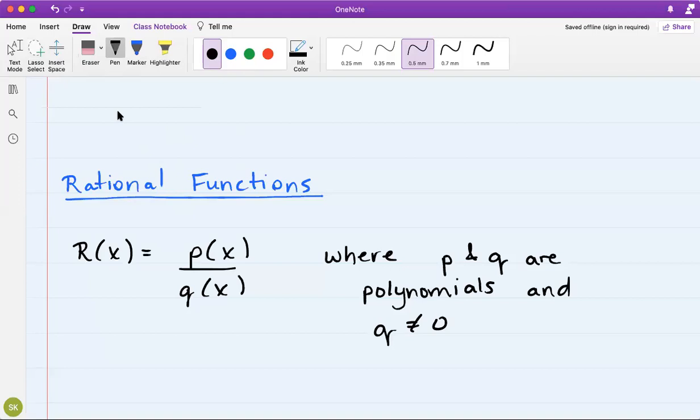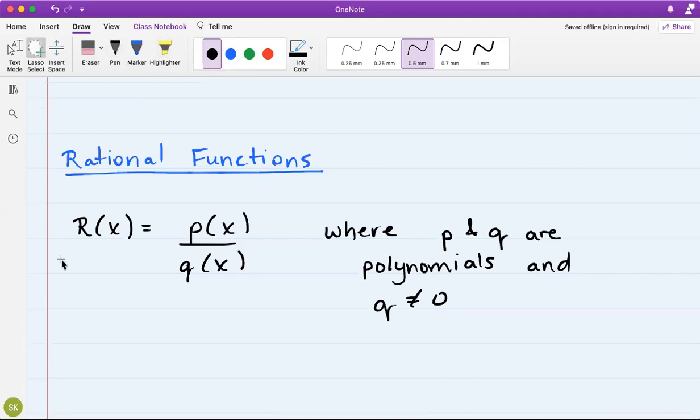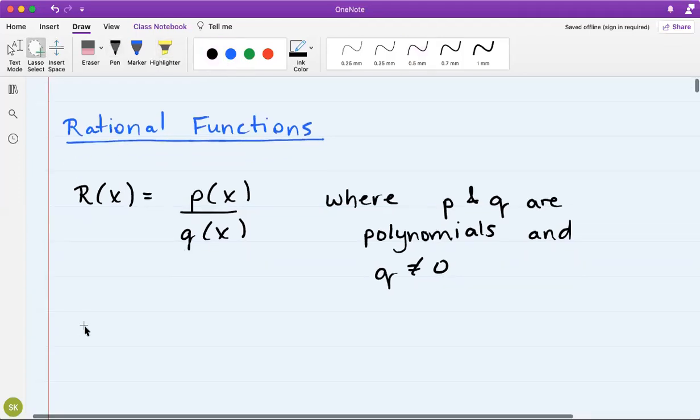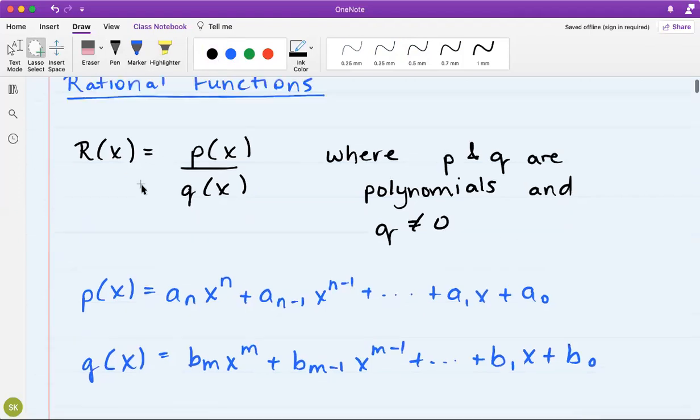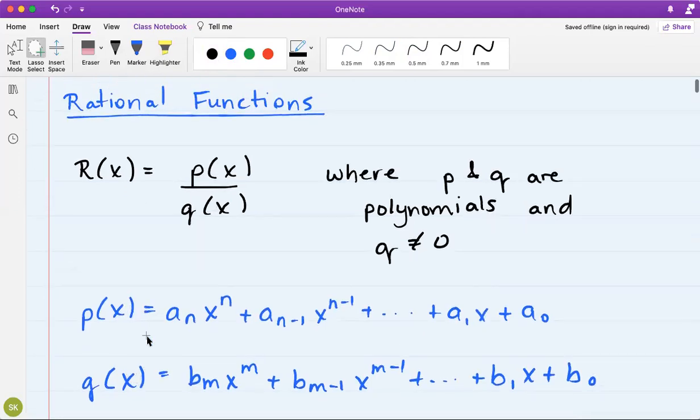So a rational function takes this form, p of x over q of x, where this p and this q are polynomials. And the bottom polynomial is not the zero polynomial. So let's review really quickly what a polynomial is. So p and q take this form.